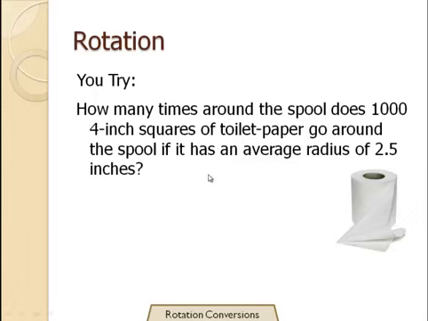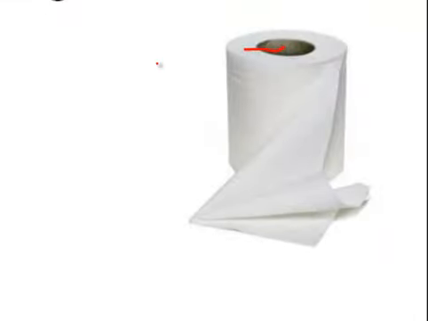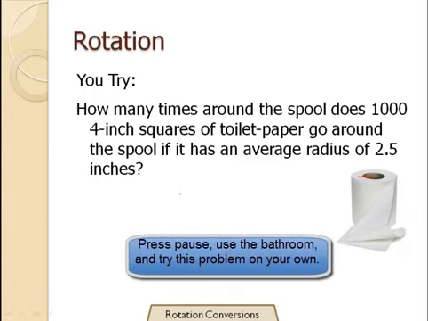I don't know for sure the size of the squares of toilet paper or the number of sheets on a roll, but I'm guessing there might be 1,000 4-inch squares of toilet paper on one of these spools, and on average, I'm assuming the radius is about 2.5 inches. At the beginning of the roll, it's wider than that, and at the end of the roll, it's narrower than that. But if we use a typical average radius of 2.5 inches, I think you can answer this. So go ahead and hit pause and see what you can come up with. And when you're ready, we can play and see what you did.